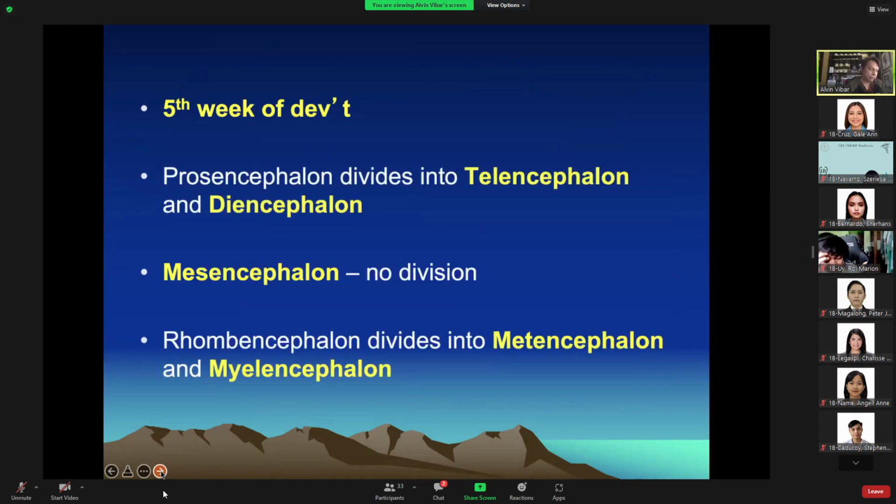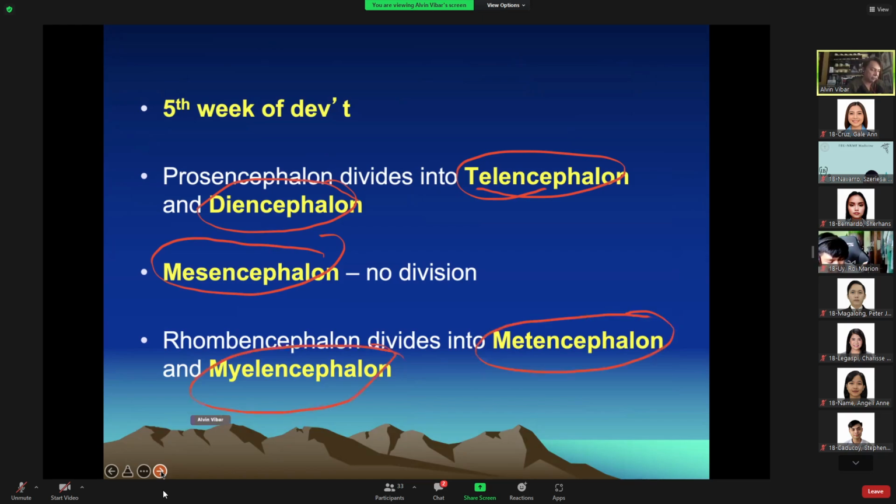5 weeks. Okay? The prosencephalon will subdivide to become telencephalon and diencephalon. Mesencephalon will stay as is, while rhombencephalon will subdivide to become metencephalon and myelencephalon. Again, let's review the names of the 3 primary brain vesicles.